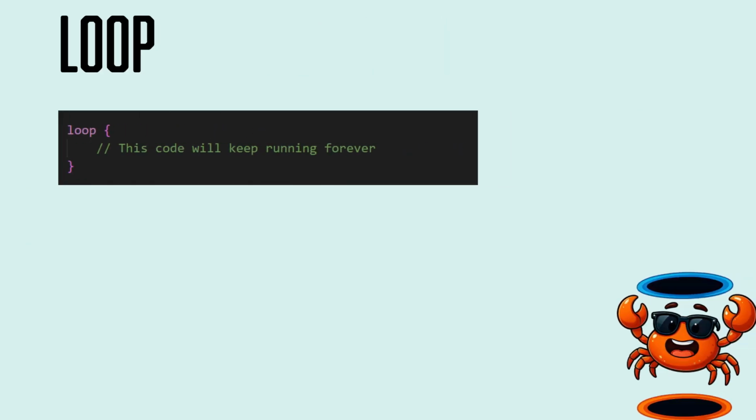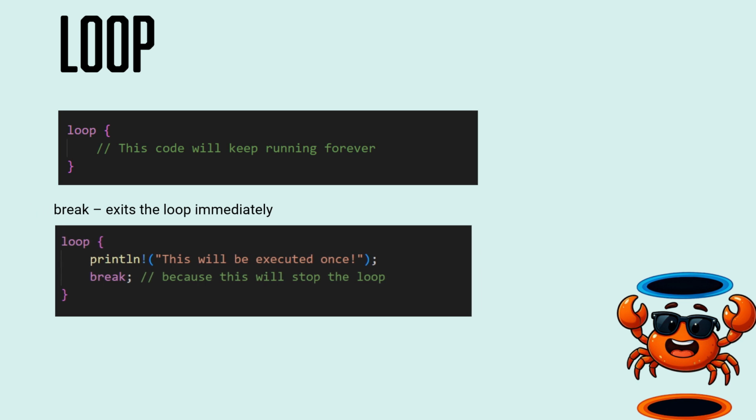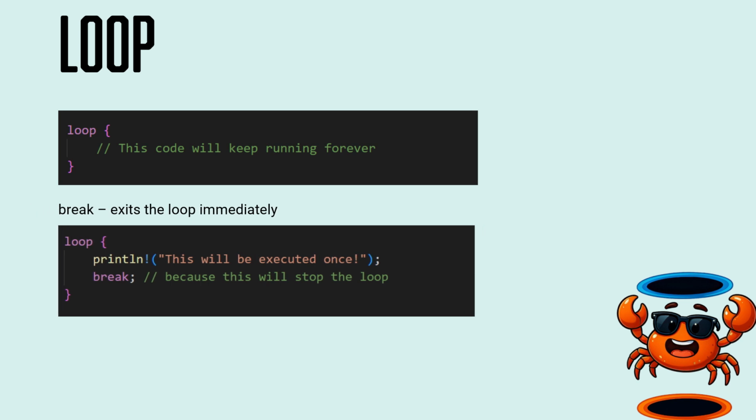In Rust, a loop is a statement that lets us repeat a block of code indefinitely until we explicitly tell it to stop. The break statement is used to exit a loop. It is often used with conditions to stop the loop when a specific requirement is met. Just like in our guessing game, where the user is supposed to keep guessing until they win.